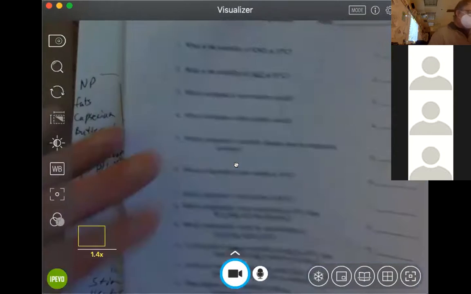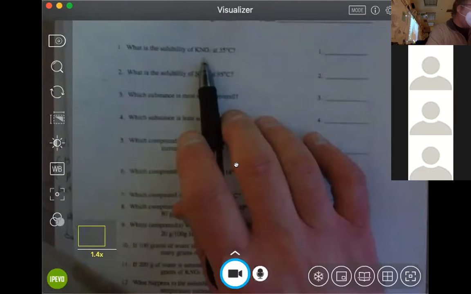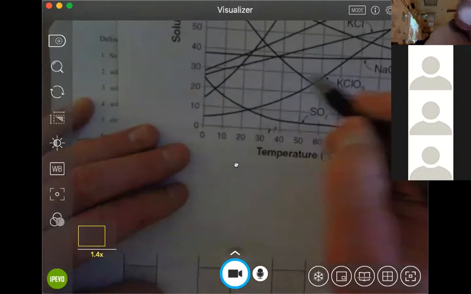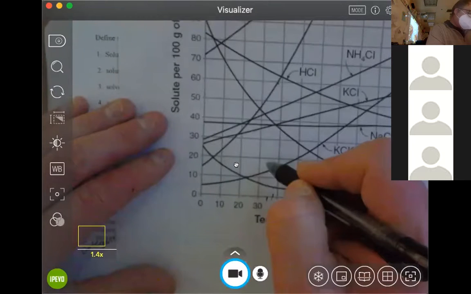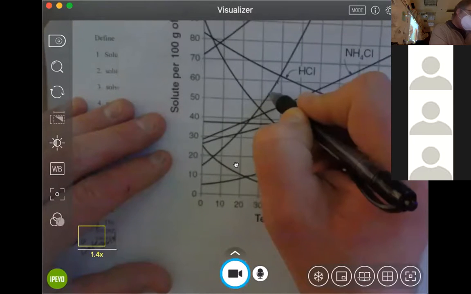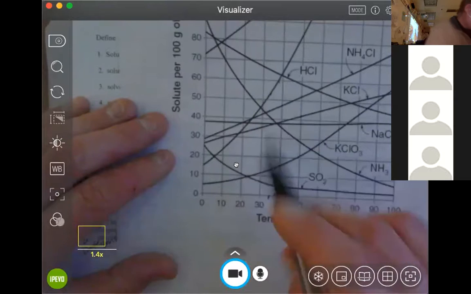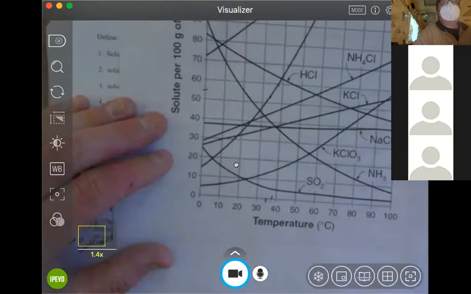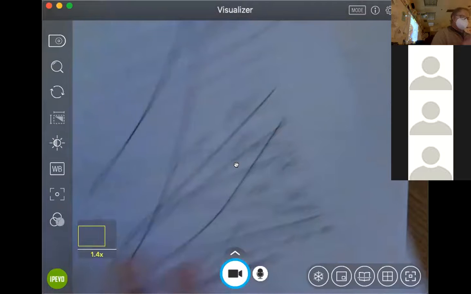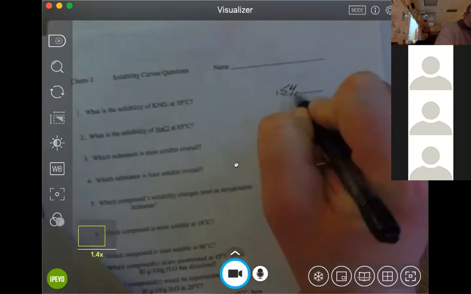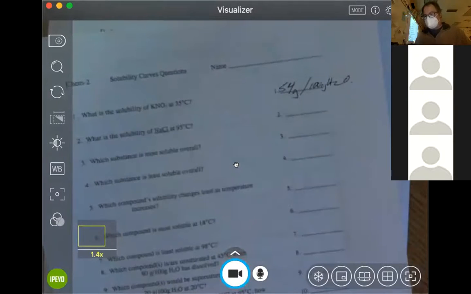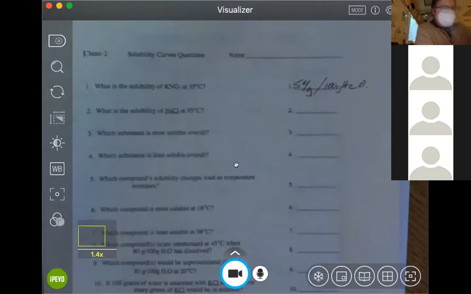Right? So the questions over here are, okay, what is the solubility of potassium nitrate at 35 degrees Celsius? Well, we know it's 60 at 38, so let's go down to 35 degrees Celsius. We will go up to potassium nitrate, which is right here. At 35, it's about right there. So what is that? 54? 54 grams. We can dissolve 54 grams of that per 100 grams of water.